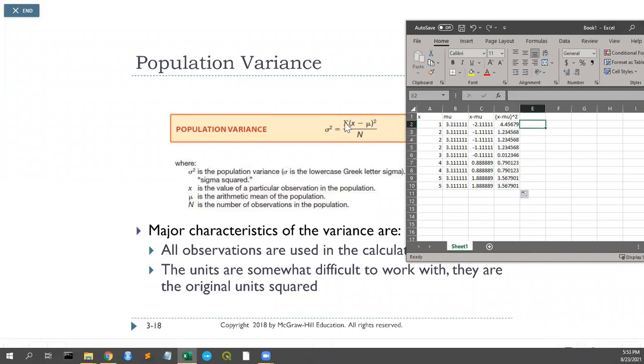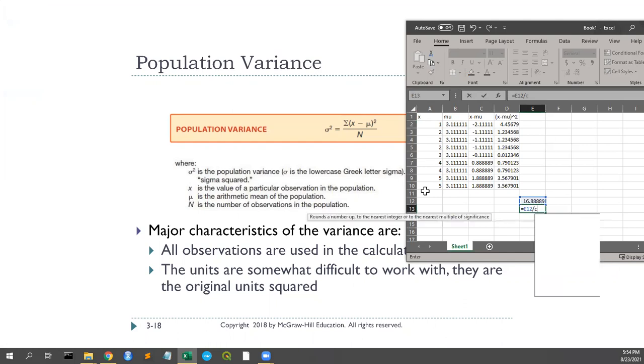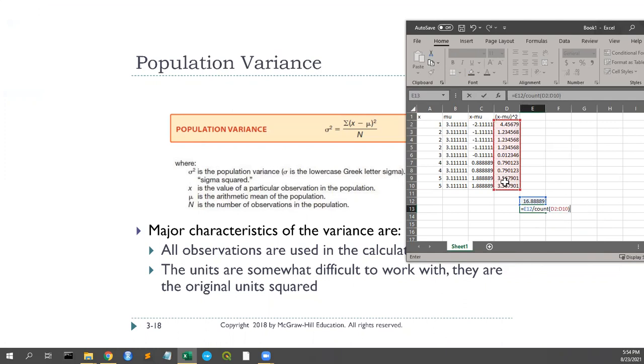Cool. Now what this sigma says to do, it says to add. So it wants us to add up all of the x minus mu squared. So I want to add these all up, equals the sum of these guys, 16.88889. And I want to take this number and divide by my n. So I know my n is 9 because it's just these guys right here, but just for completeness, I'll do the count. So this is going to be my n.